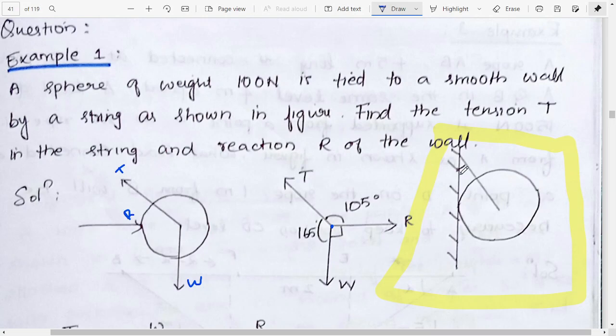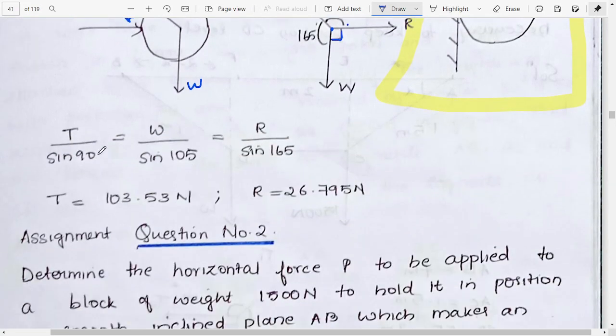We are also given this angle here. Actually this angle is somewhere around, I don't know, but there should be some angle. So of course this angle will be 90 degrees, that we know. Then here we have 105 degrees, and here we have 165 degrees. So Lami's theorem states that the force divided by the sine of the angle of the opposite side will be a constant. So R by sine 165 will be equal to W by sine 105, which will be equal to T by sine 90. So this is what we get.